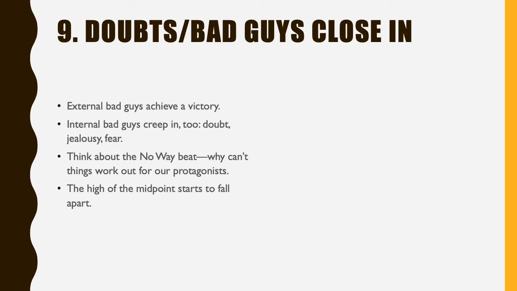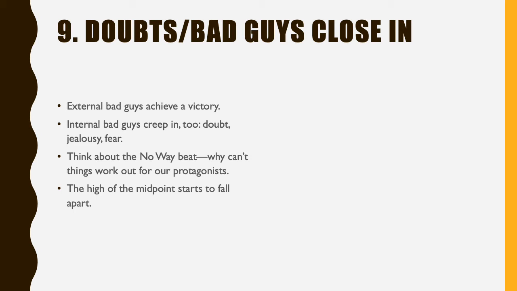Next, doubts or bad guys close in. This could be that the external bad guys achieve a victory, but internal bad guys should creep in too. This could be doubt or jealousy or fear or any kind of emotion the character could have that will prevent them from either finding love or achieving their goal.